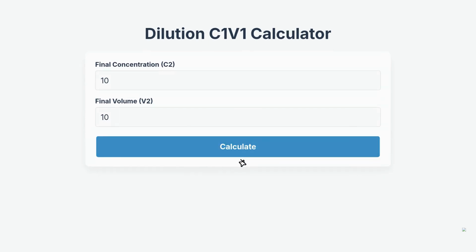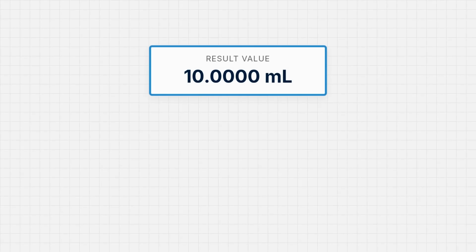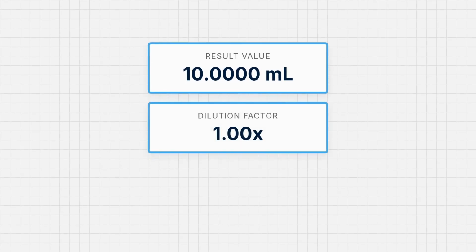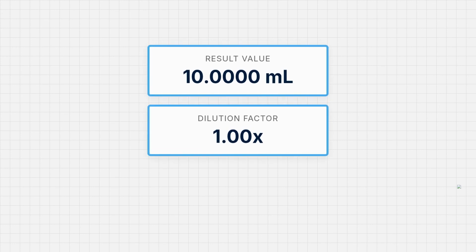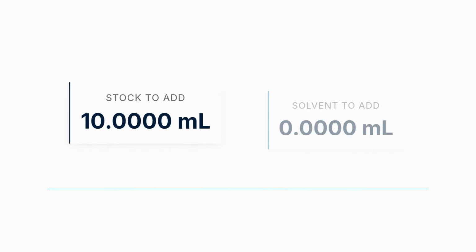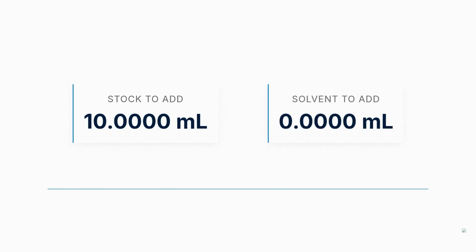After clicking Calculate, the result value shows 10,000 ml, which is our required initial volume. The dilution factor reads 1.00x, meaning no dilution occurs. Stock to add displays 10,000 ml, and solvent to add shows 0.000 ml, confirming we need the full 10 ml of stock solution without any additional solvent.